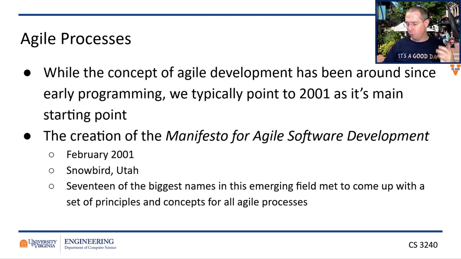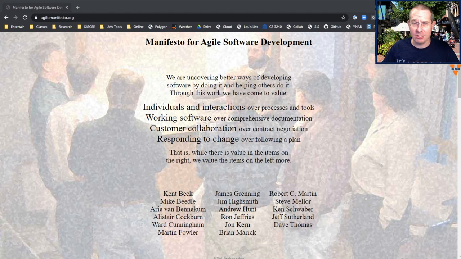Well, let's go straight to the source. Back in February 2001 in Snowbird, Utah, for some reason, lots of computer science things happened in Snowbird, Utah. There's an annual conference of department chairs there. And go figure. Anyway, a bunch of folks got together and they wrote this: the Manifesto for Agile Software Development, which admittedly sounds like something they would try to publish anonymously in the New York Times or something like that. But regardless of the naming, let's see what they're saying.